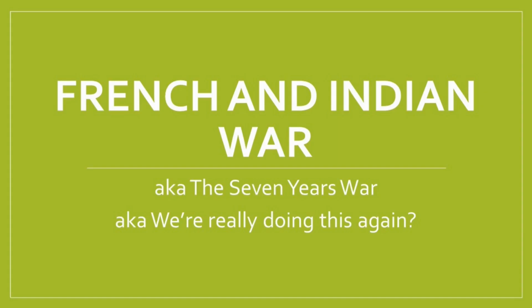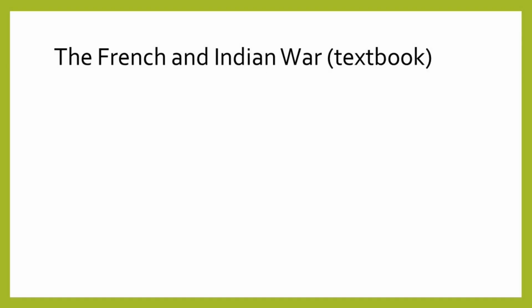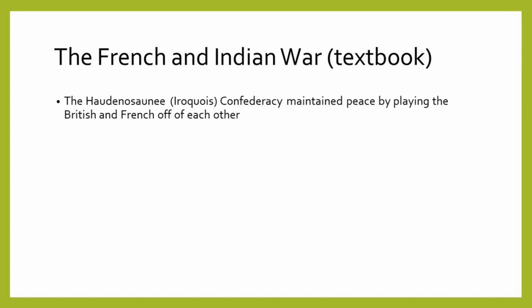That brings us to the fourth war in this series, the French and Indian War, which we're going to actually talk about in detail. Now, the story your textbook tells about how this war started goes essentially like this. The Haudenosaunee, or Iroquois Confederacy, was the dominant Native American power in the Great Lakes region. Their job was to play the British and French off of each other to maintain a delicate balance of peace in the region.